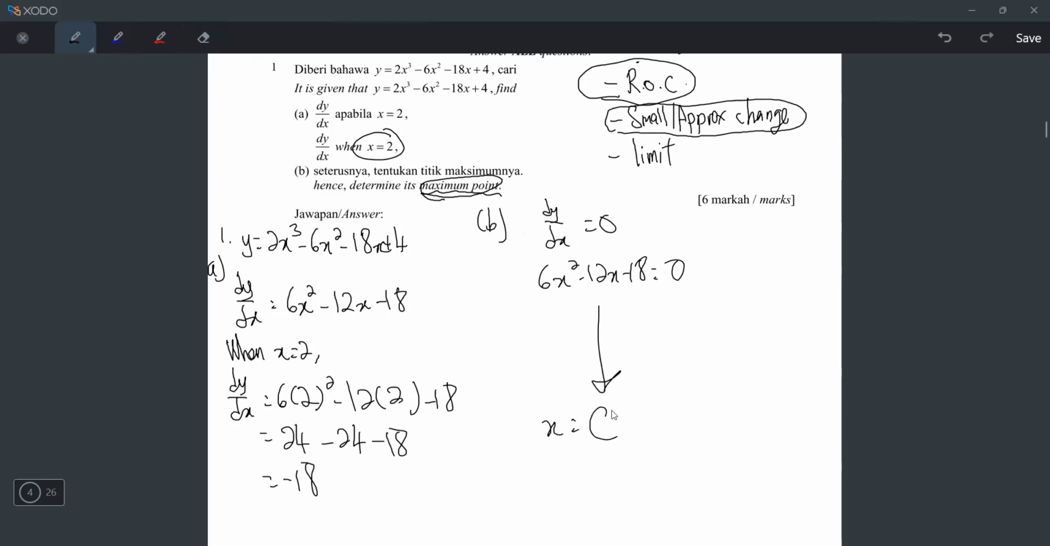Alright. And the x that comes out, that is the x coordinate of the turning point. Because they want to find turning point, right? They want to find coordinate, right? So the x that comes out, that will be the x coordinate. Okay. But if you look at this, how many x answers will you get?